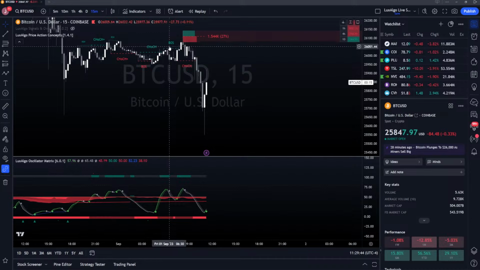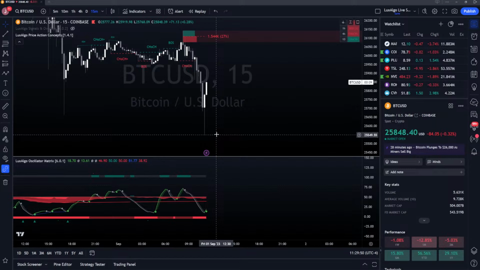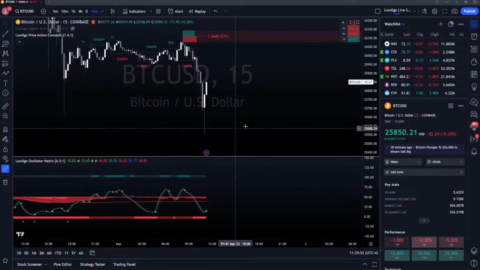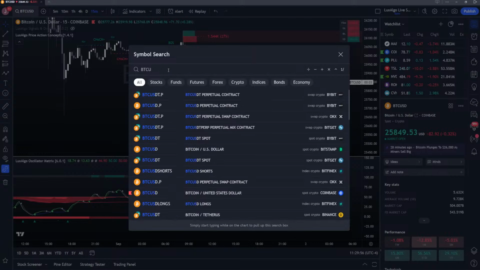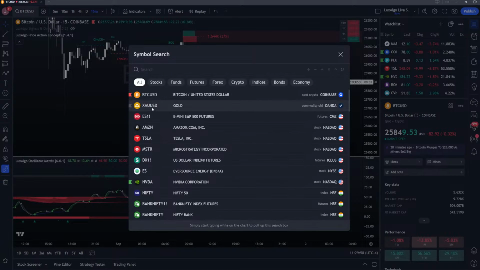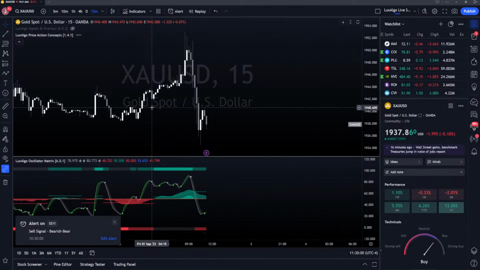The opposite. So we've got the change of character here, a little bit of a retracement, and then we got a nice dump for a bounce off 25K. That's pretty good. I was looking at gold as well, as you love gold.